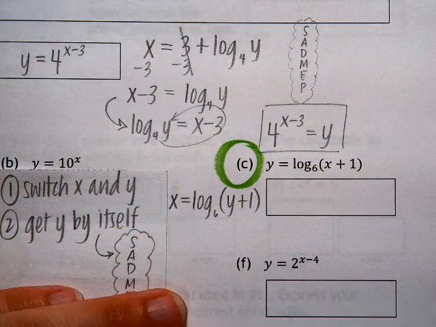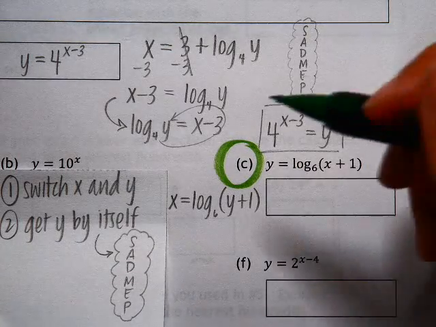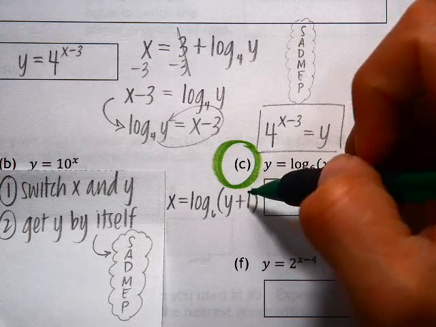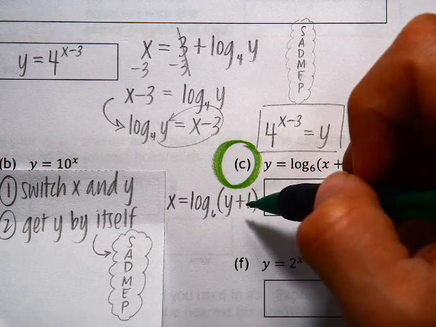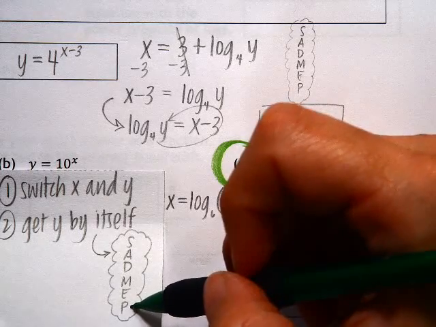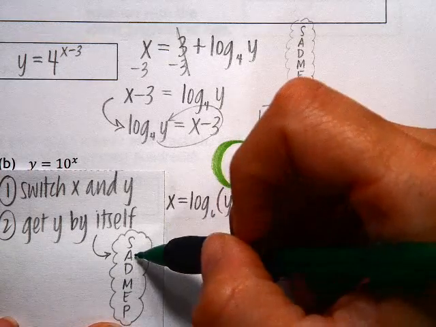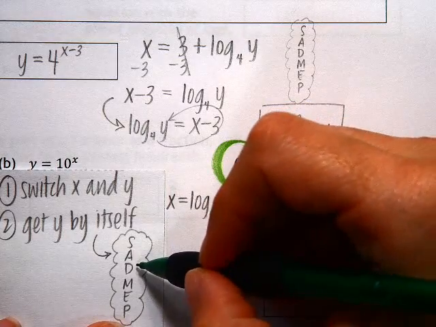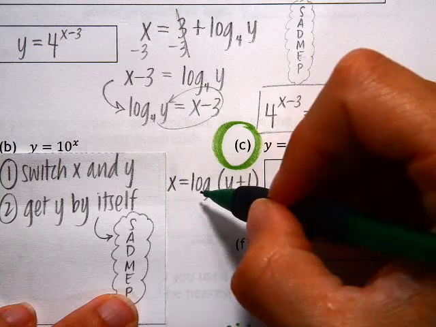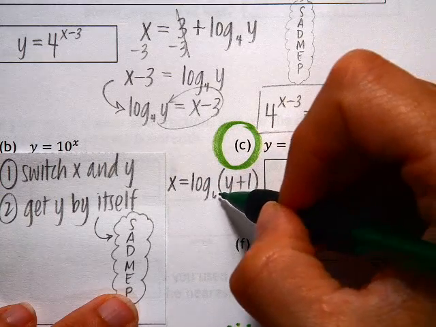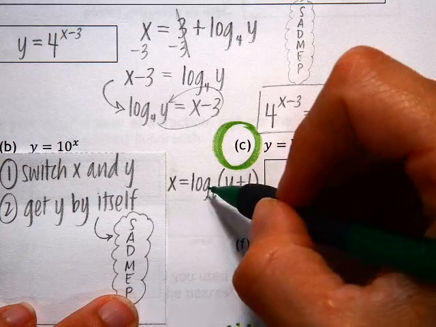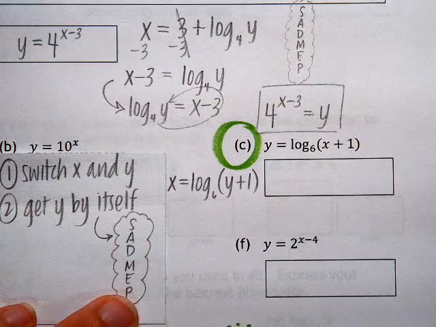Okay, now we need to get that y by itself. Now, in terms of order, I can't subtract the 1 first. It looks tempting, but I have to remember the plus 1 is actually in parentheses, and parentheses are the last step in our SADMEP algorithm. So I need to backtrack. I can't subtract, can't add, can't divide, can't multiply. The only thing I can actually do is exponentiate this. And the only reason I can exponentiate is the log is the only thing outside the parentheses. And the log has to be gotten rid of by exponentiating.